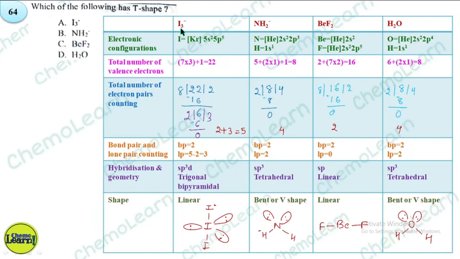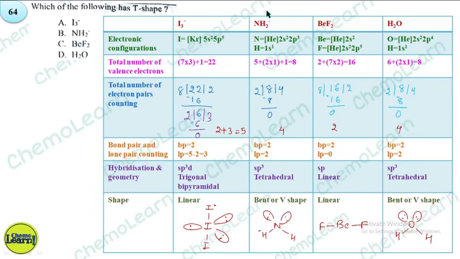The surrounding atoms are 2, so bond pairs should be 2, and the remaining 5 minus 2 will be the lone pairs. So hybridization will be what? sp3d, because we have 5 electron pairs. Geometry will be trigonal bipyramidal, but due to the presence of 3 lone pairs, we have lone pair-lone pair repulsion and lone pair-bond pair repulsion. So the final shape will be linear.